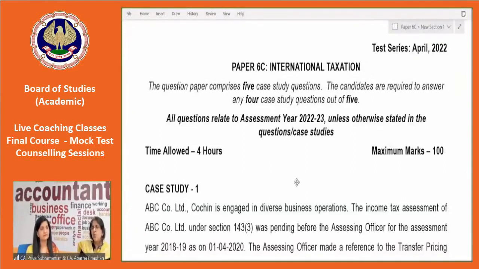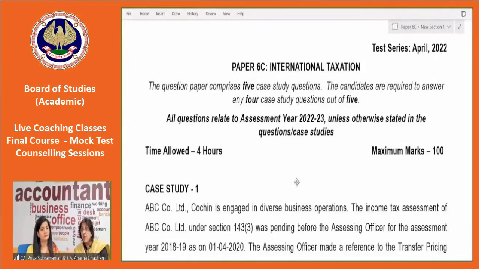And as far as UN and OECD conventions, application of treaties, and BEPS action plans are concerned, you can restrict yourself to the study material. But as far as the other chapters are concerned, you have to link them with the provisions which you studied in paper 7 also.